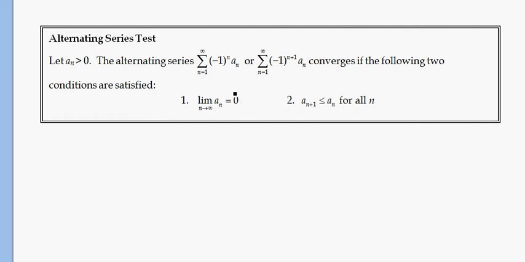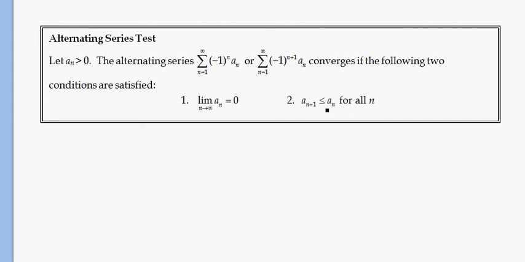So one is that the limit as n goes to infinity of the positive terms goes to 0, and also that the nth plus first term is always less than or equal to the nth term. This is really just saying that the terms are getting smaller. This has to be true for all n, but if it's not true for one or two terms in the beginning, that's okay, as long as at some point it's always true.